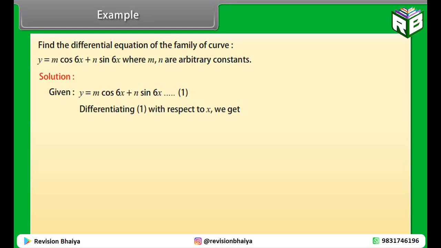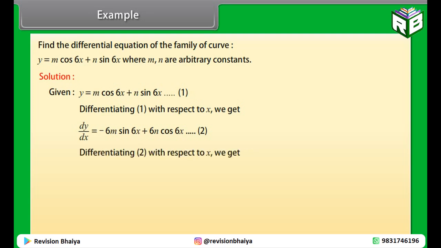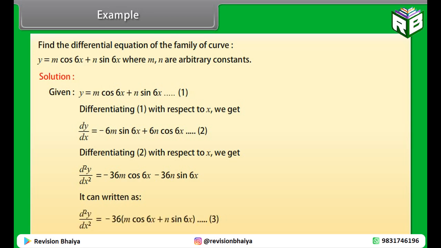Differentiating equation 1 with respect to x, we get dy by dx equals minus 6m sin 6x plus 6n cos 6x. Name it as equation 2. Differentiating equation 2 with respect to x, we get d2y by dx square equals minus 36m cos 6x minus 36n sin 6x. It can be written as d2y by dx square equals minus 36 into (m cos 6x plus n sin 6x).